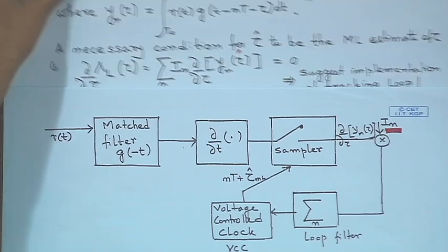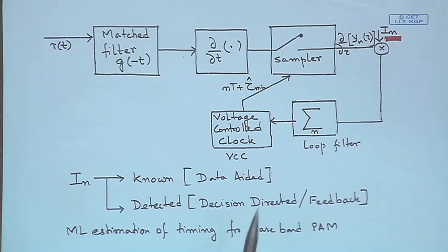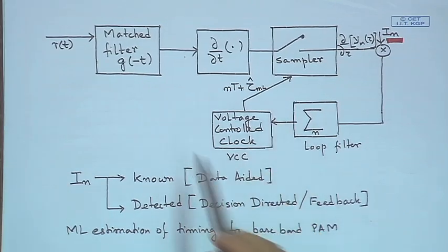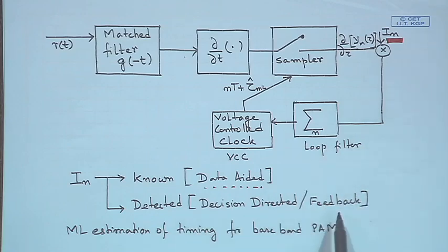So, in this way we can use the similar ML technique, or the ML technique is the same, and the algorithm turns out to be a similar algorithm, and we have the block diagram of the receiver. In could be known, in that case it is data aided, and if it is based on certain decisions fed back, you can use decision directed.